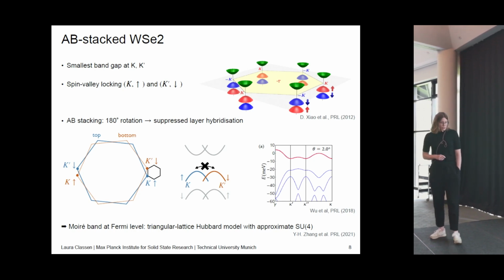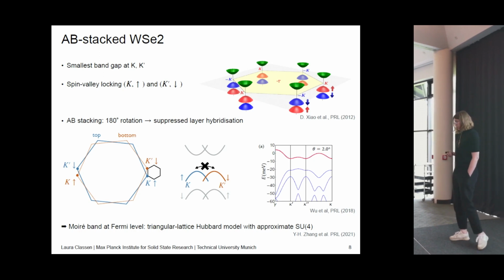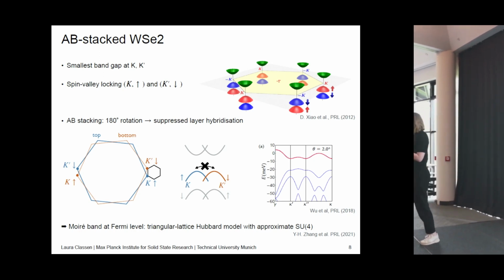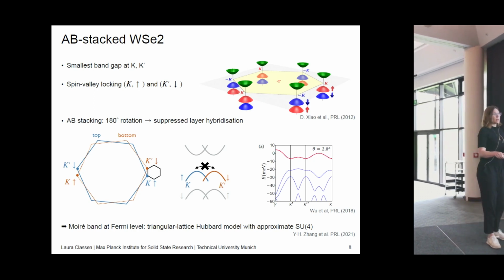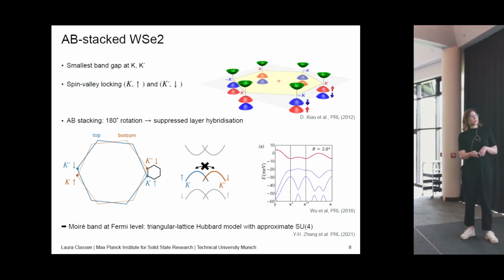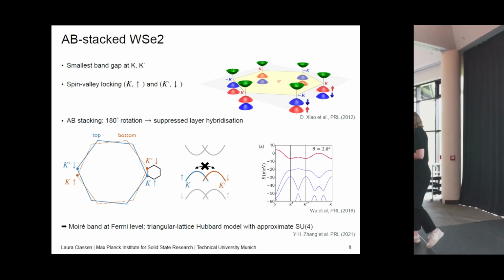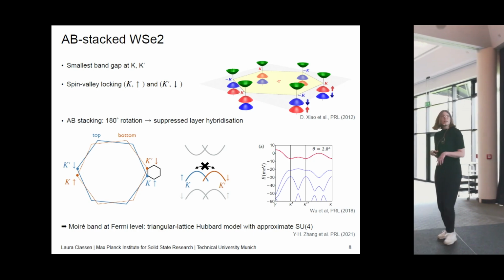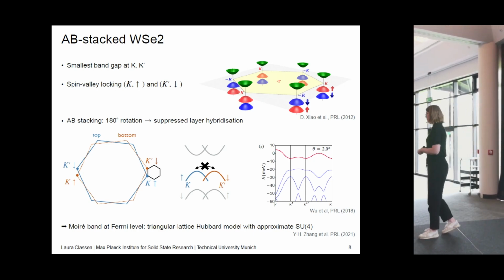And with all of these ingredients, we then still have the moiré potential, which leads to a backfolding of the bands because our unit cell is so much enlarged, and people calculated the corresponding band structure, which you see here in the mini Brillouin zone. And you also see that this red line fits the highest valence band of the moiré band structure quite well, and this red line corresponds to a triangular lattice tight-binding model.